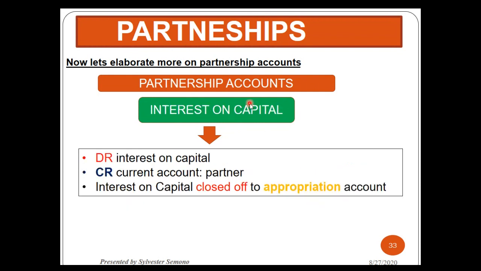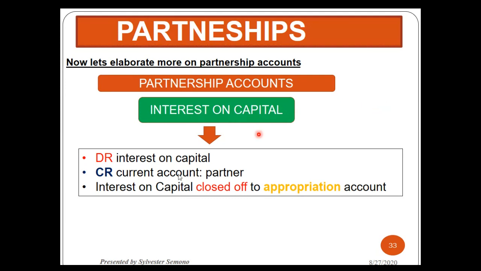We do have the interest on capital. Like I said, the interest on capital, this interest is paid by the partnerships to the partners. So it will be an expense to the partnership. That's how we debit the interest on capital. But this interest is paid to the partner. So it will be like an income to the partner.